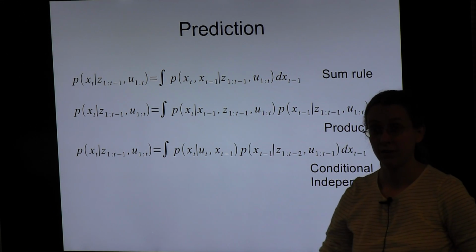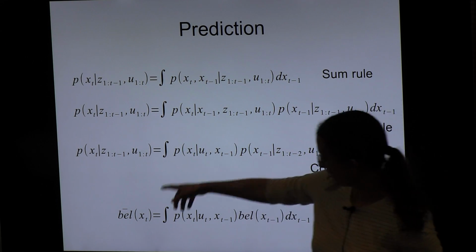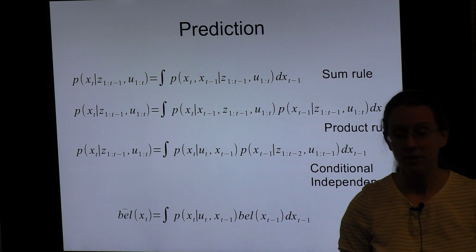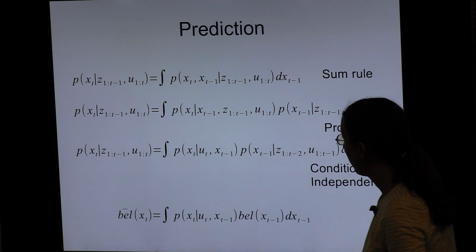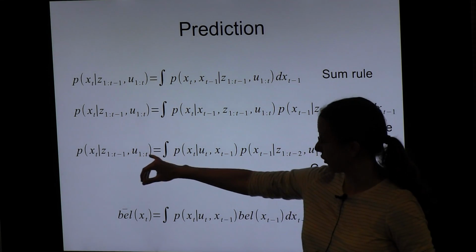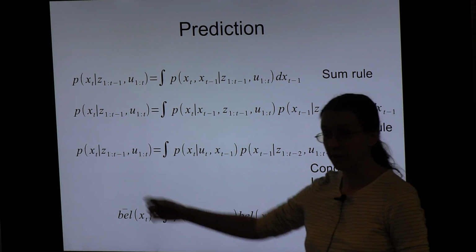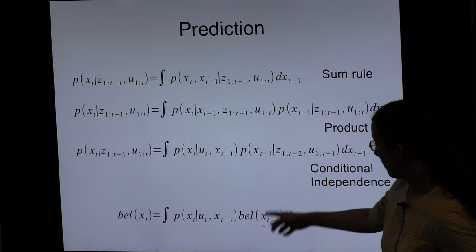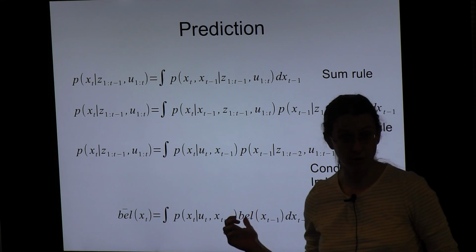So then we do this notational stuff where this bel bar corresponds to the prediction step without the current observation, right? So it's taking into account the previous observations, but not the current observation, but it is taking into account our control input. And then this is using that bel notation. So this is just replacing this with this. Okay, so that's our first step.